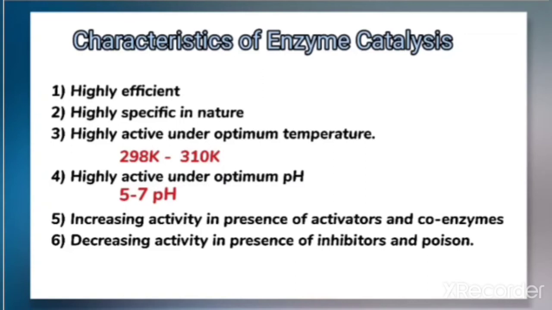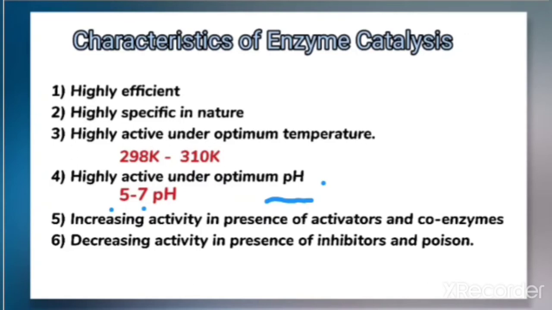Next, they are highly active under the optimum pH. So the rate of the enzyme catalyzed reaction is maximum at a particular pH, and this pH is called the optimum pH. That means in the range between 5 to 7 pH, we can say that the enzymes are more active. That means the rate of enzyme catalyzed reaction is maximum at this particular pH, which is called the optimum pH.